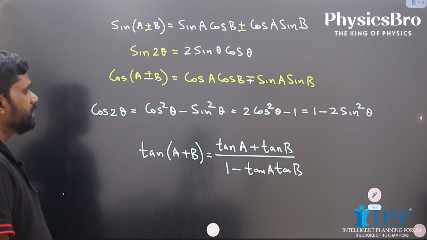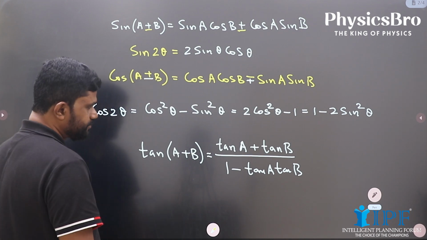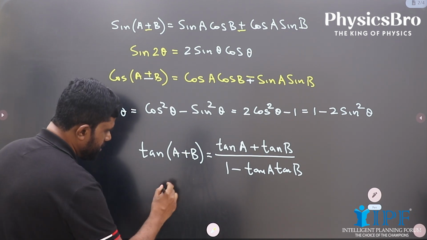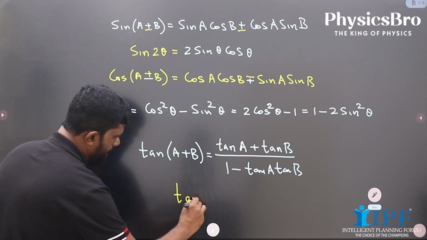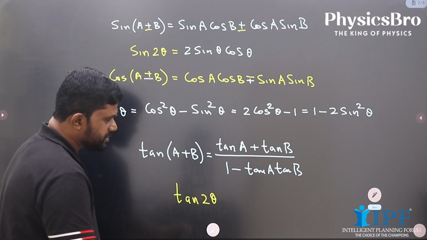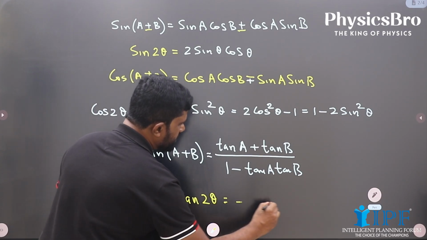Now what would be tan 2 theta? Means we have to put A equal to theta and B also equal to theta. So tan 2 theta means A is to be replaced by theta and B also to be replaced by theta.